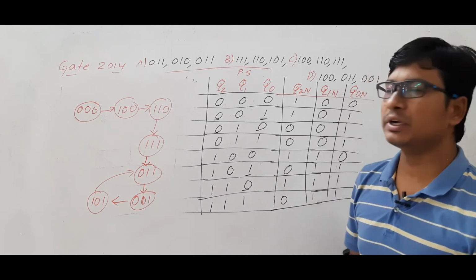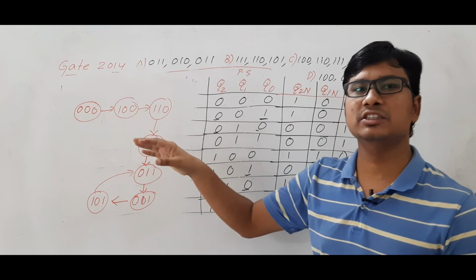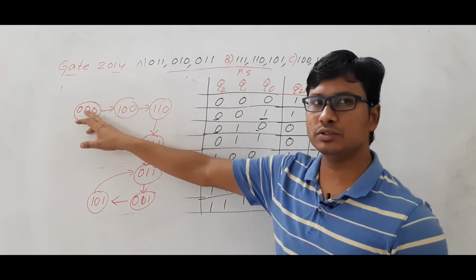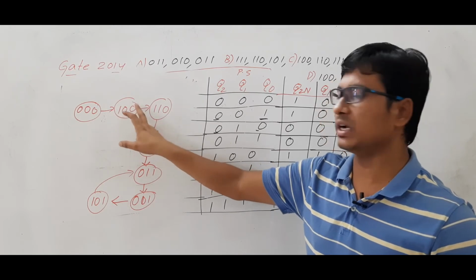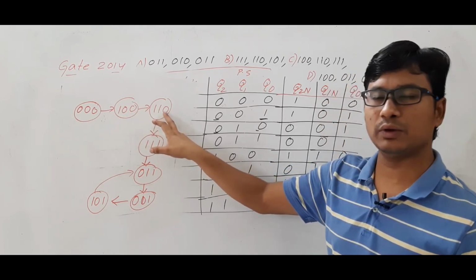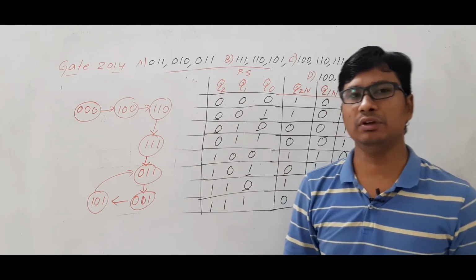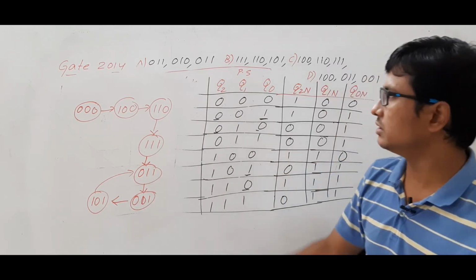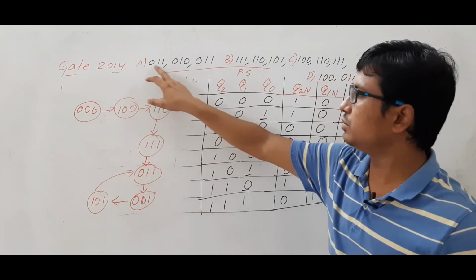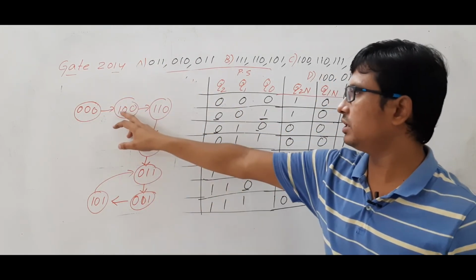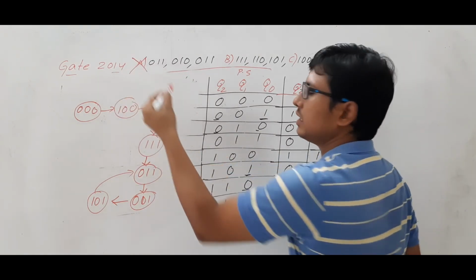Like that we have to do. But what they have asked is the states in the next 3 clock cycles. Initially it is 0, 0, 0. In the next clock cycle, it went to the state 1, 0, 0, and then it went to 1, 1, 0, and 1, 1, 1. Now we will see each option and try to find the right option. Option A is saying that from 0, 0, 0, it went to 0, 1, 1. But the state is going to 1, 0, 0. So this is not the right answer.